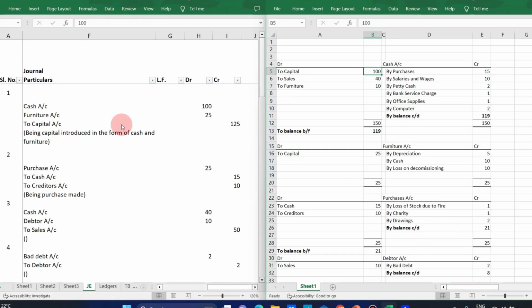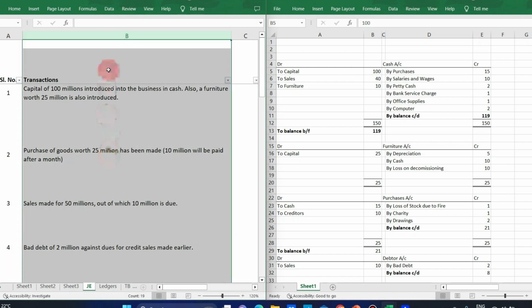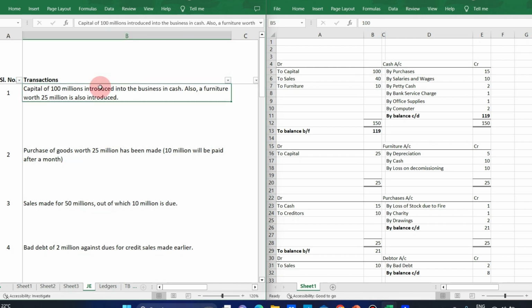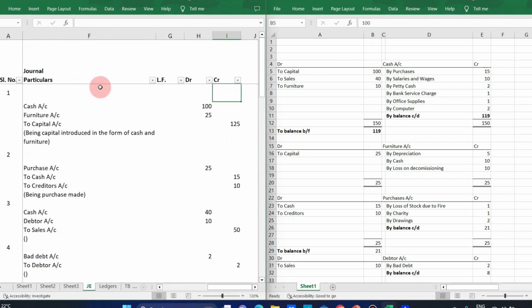So we are using the same transactions that we used for the journals video. Here you can see all the transactions are the same, and then we created the journals out of it. So we have the journals readily available now. We'll be using the same journal line items and where all these line items are being posted in the ledgers. So we have our ledgers also readily available here.